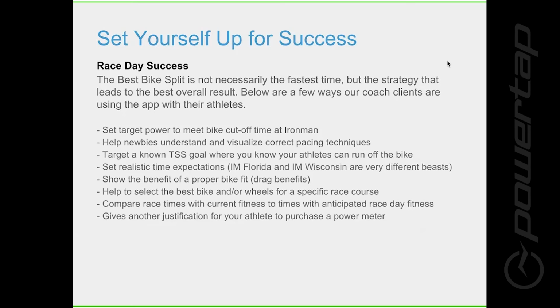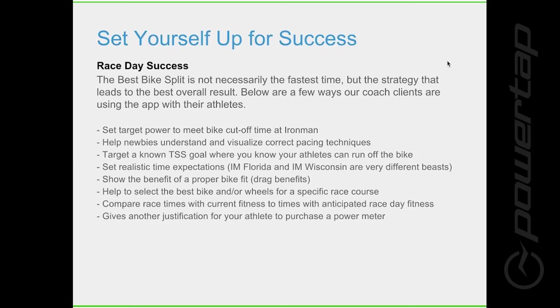So some of the things that I hadn't thought about, and actually coaches have brought this up to me, is you could set your power targets to make sure that you meet the bike cutoff time at an Ironman. A lot of first timers are very nervous about going and racing long distance, Ironman, half Ironman, and if you can tell them and give them confidence, hey, if you hit these numbers, you're going to meet your bike cutoff time, then you're going to get on the run, and it's going to be a great day. And even if you take some breaks and do some other things, and I think that's something I had never thought of, but it is a good use of the software. Really help newbies understand and visualize correct pacing techniques.